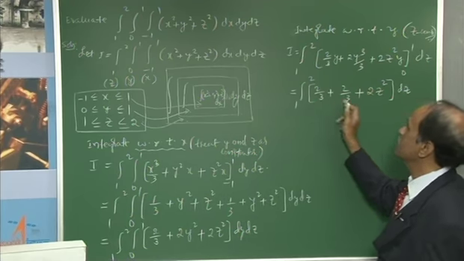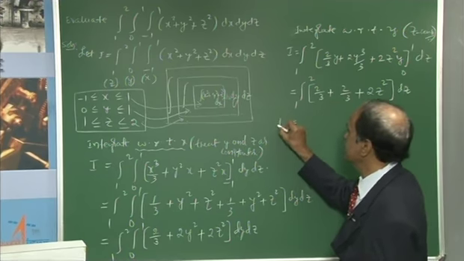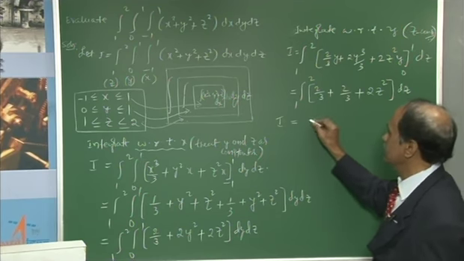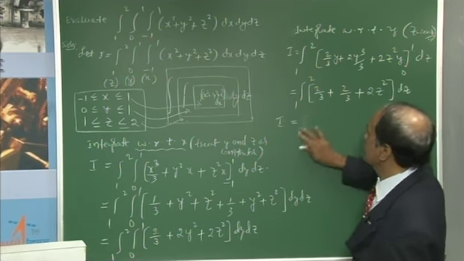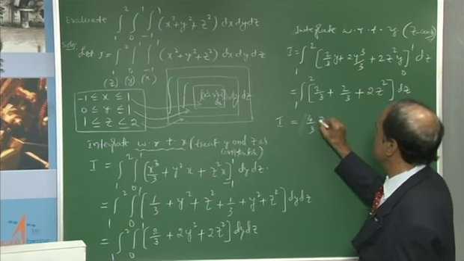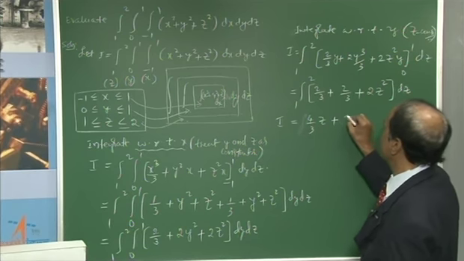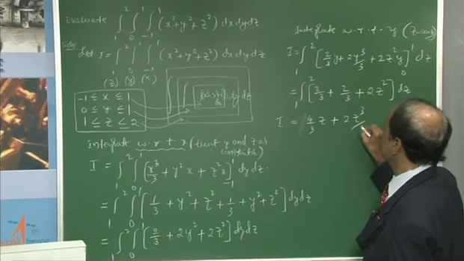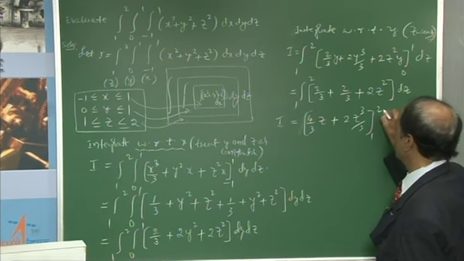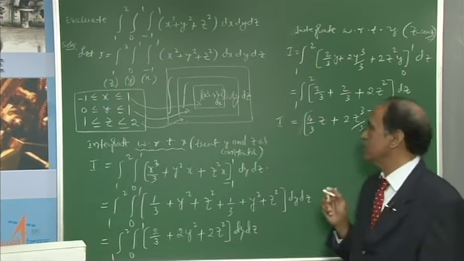You can also do the simplification here, that is 4 by 3. I think I can write it directly. Hope you can understand if I write directly. That is 4 by 3. Directly you can write the integration with respect to z. So that is 4 by 3 z plus 2 times z cube by 3, running between 1 to 2. That means z equal to 1 is the lower limit and z equal to 2 is the upper limit.